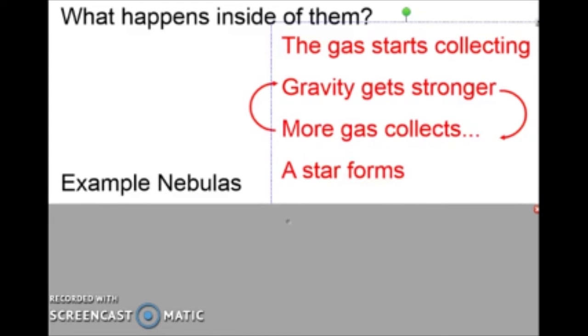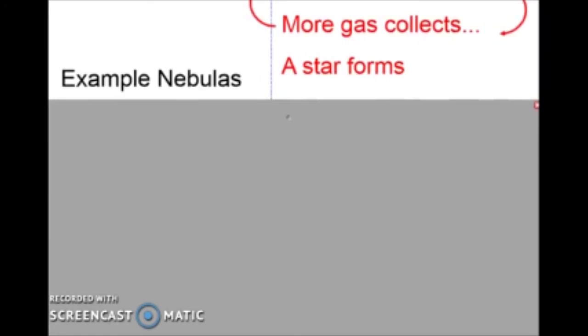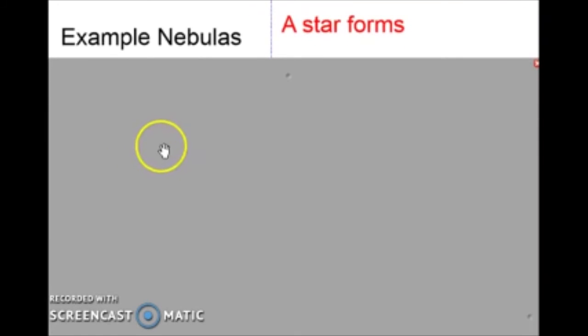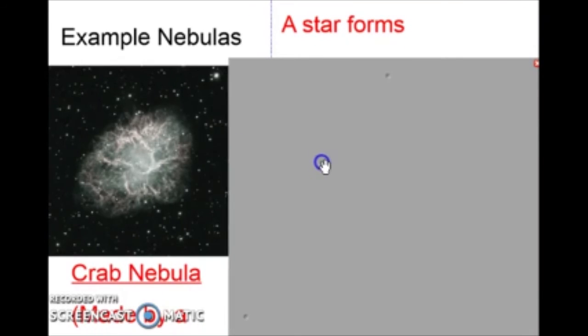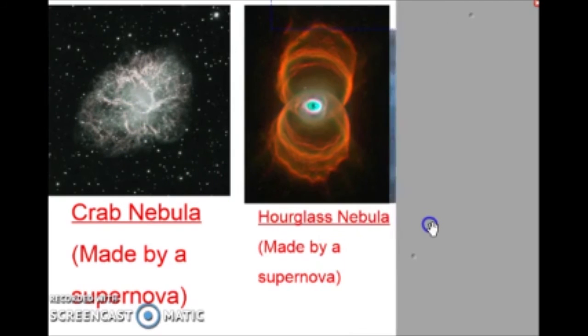So just to look at a few example nebulas, these are just some really famous, beautiful ones, okay? This is called the Crab Nebula, and this was made by a supernova. When we look at this, it's a little bit bigger every time we see it because all this gas is exploding outward. Okay, the next one, this is again the Hourglass Nebula, made by a supernova. You can see all the layers and all the mass that was sent out by that supernova.